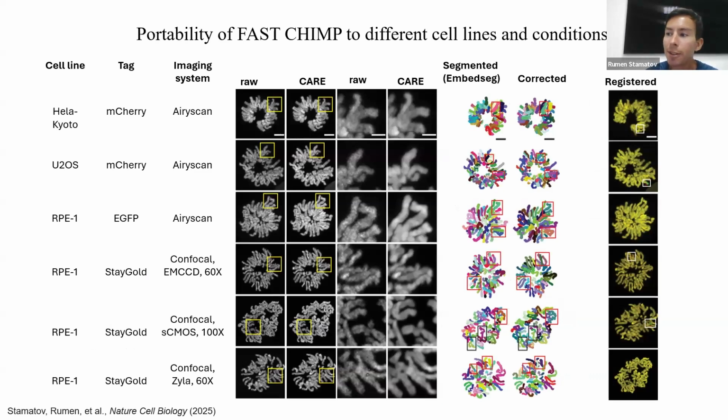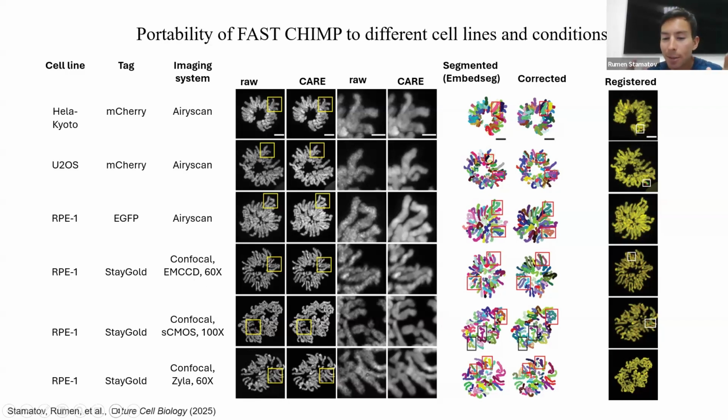It was also interesting to see how well these deep learning models that we trained are reusable for other cells, other experiments, even different microscopes. So we decided to try different combinations of either cell lines. So we use HeLa Kyoto, U2OS, or RPE1, different tags, mCherry, EGFP, StayGold, which came out recently, and also different microscopes. So we originally trained the data on images from an area scan microscope, but we also tested a confocal one with different cameras and even different magnification.